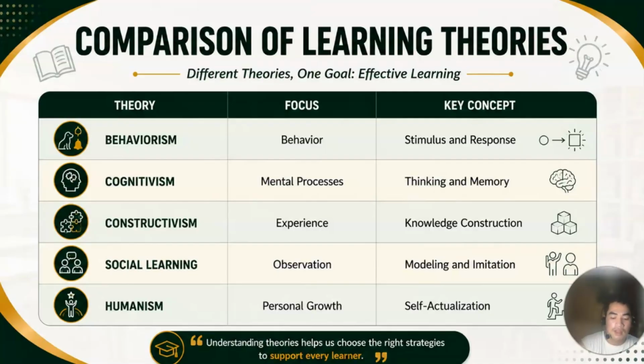And constructivism naman, it focuses on learning through experience and constructing knowledge. And then when we say social learning, the social learning theory focuses on observation, modeling, and imitation. And then finally, the humanism, this theory focuses on personal growth and self-actualization. Although these theories are different, they all have one common goal. And that goal is to improve student learning. Okay?